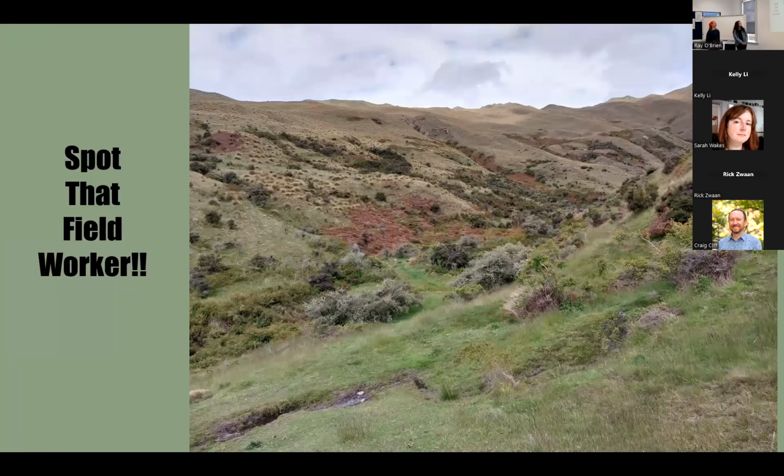But so now we have a game for you guys. Spot that field worker. There's a few field workers in this photo. See if you can find them. If a few people give us a guess, then we'll reveal where they are.